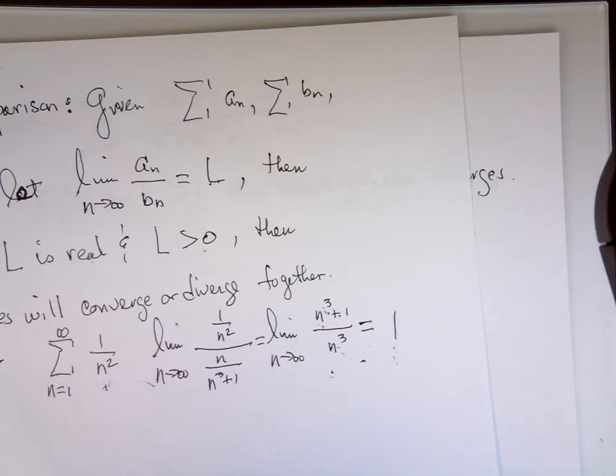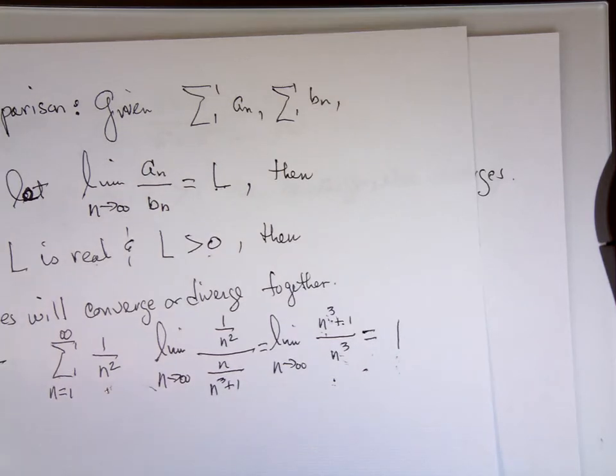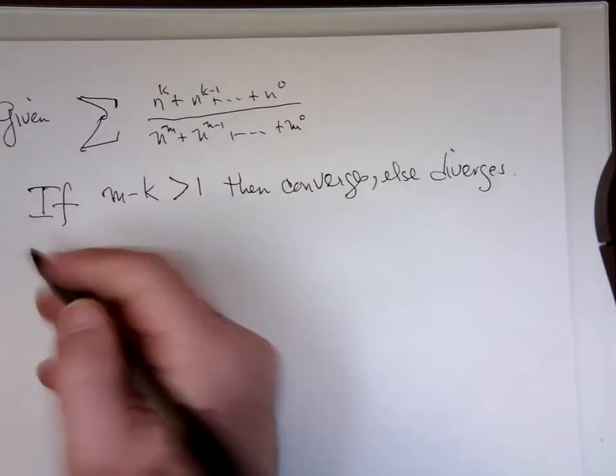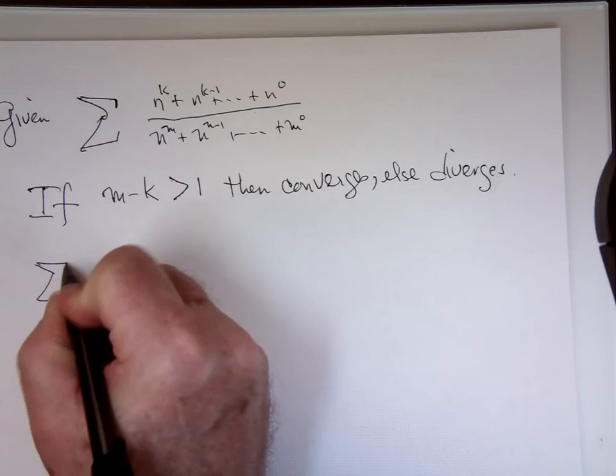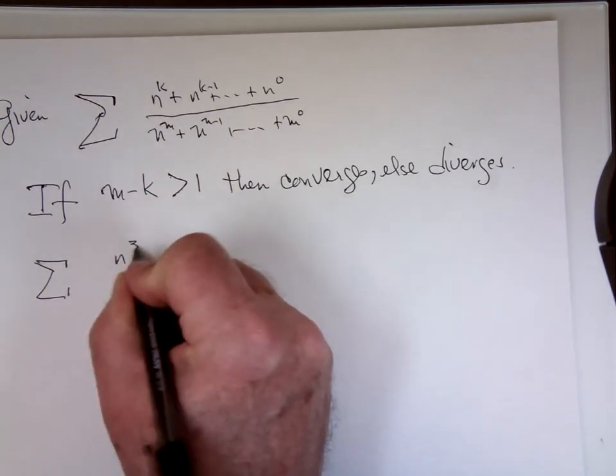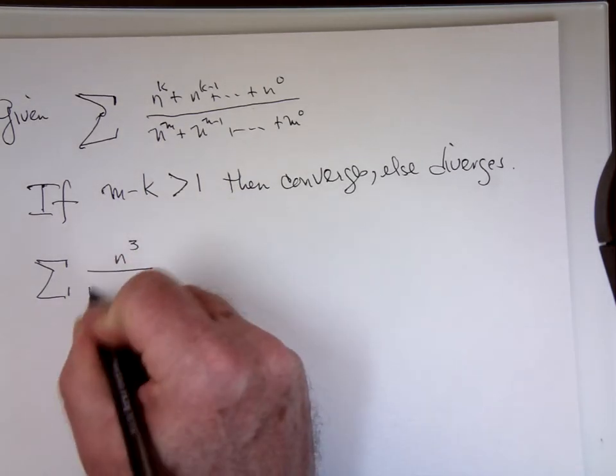So if you have this one, is m always in the denominator? Well, the greater one has to be in the denominator. Because if you had something like this series, will it converge or diverge?